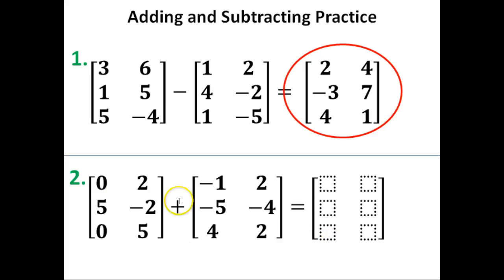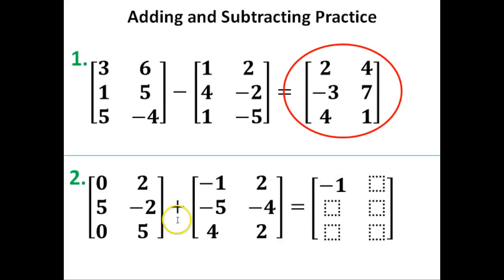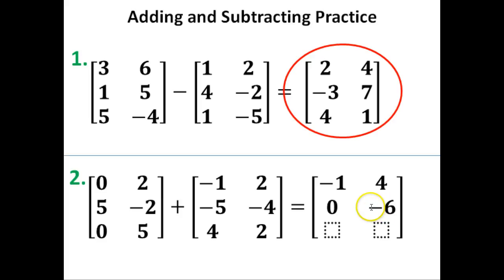So here we're going to go 0 plus negative 1 would give me a negative 1 here. 2 plus 2 will give me 4, and I'll write that in the upper right-hand corner. The middle left is 5, and the middle left here is negative 5. 5 plus negative 5 would give me 0, and I'm going to write that in the middle left. The middle right is negative 2, and the middle right over here is negative 4, so negative 2 plus negative 4, I'm going to write that in the middle right here. It's going to be negative 6.